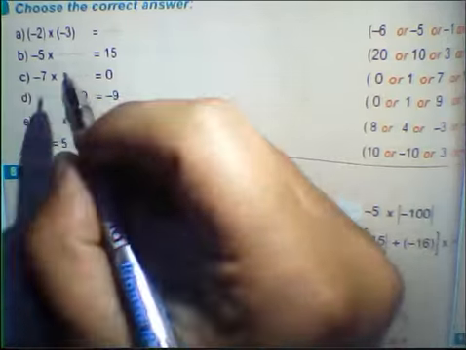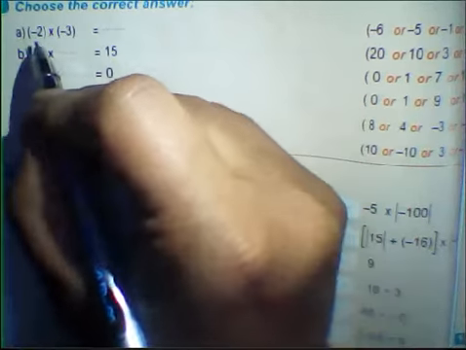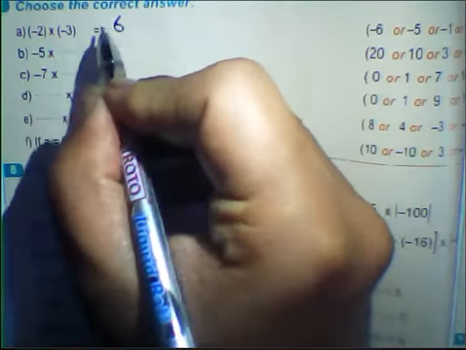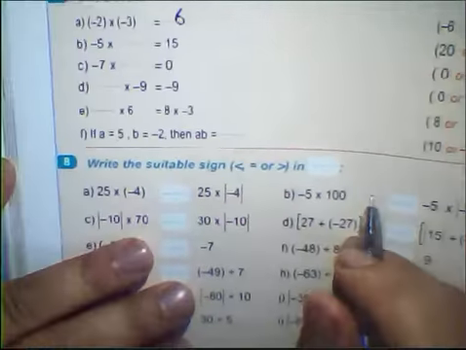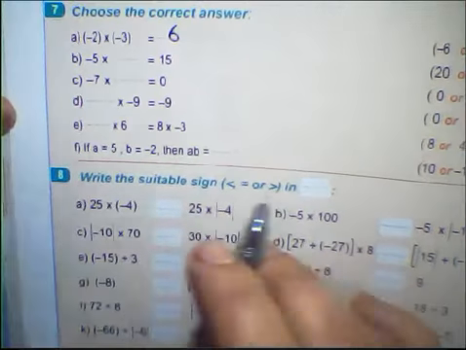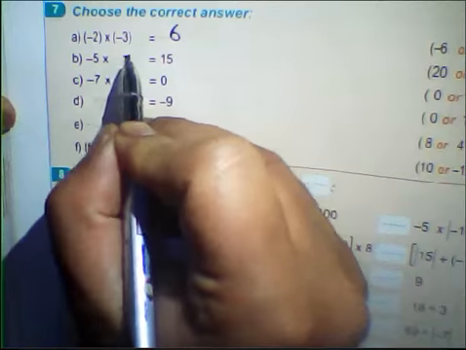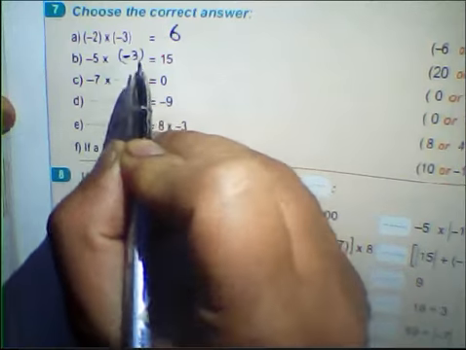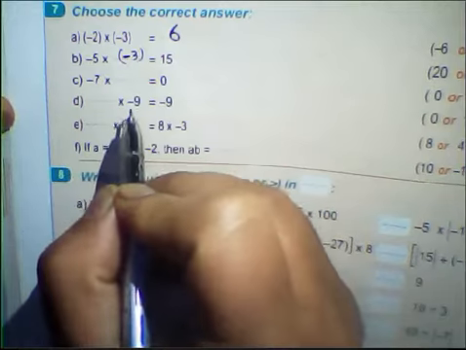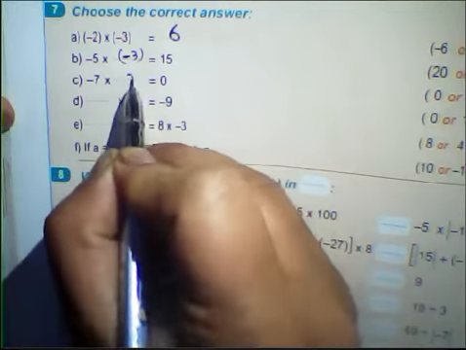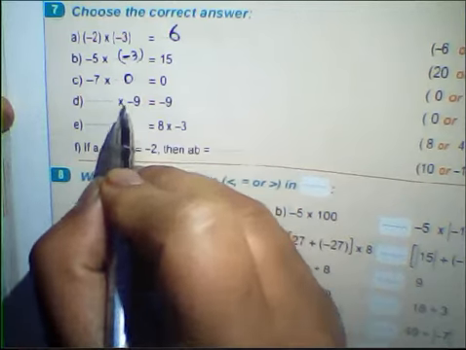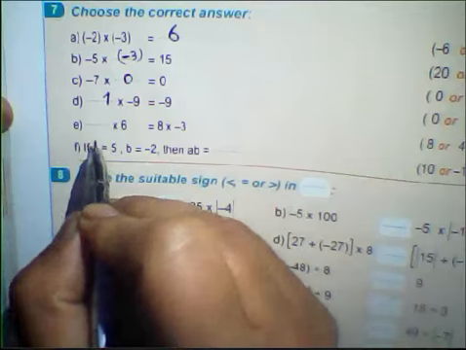Negative 2 multiplied by negative 3 equals 6. Okay. Negative 5 multiplied by negative 3 equals 15. Negative times negative equals positive. 3 times 5 equals 15. Negative 7 multiplied by 0 equals 0. Negative 9 multiplied by 1 equals negative 9.